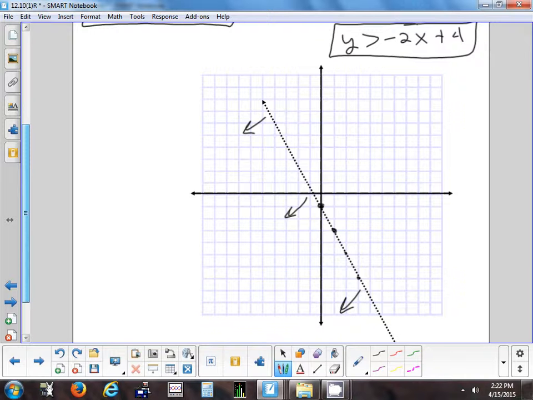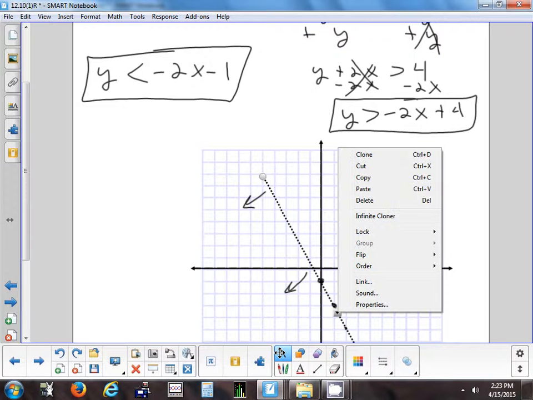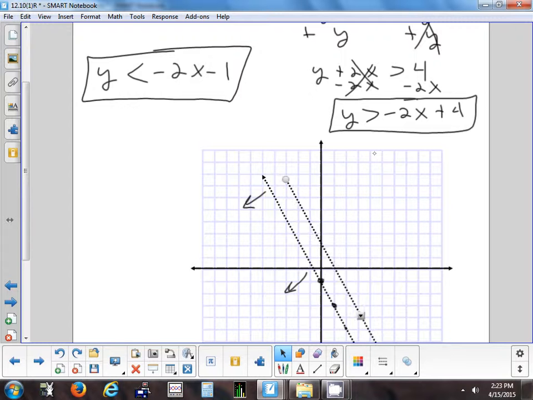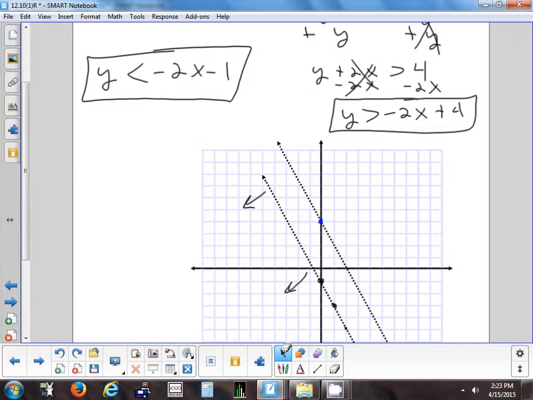Now, look at this other line. What did we just say? It has the same slope, so that means it's what? Compared to this other line, it's parallel. Okay. So I'm going to take that line. I'm going to make a copy of it. I just have to figure out where it is. Okay. Where's the y-intercept? 4. So it's the same slope, just at plus 4.